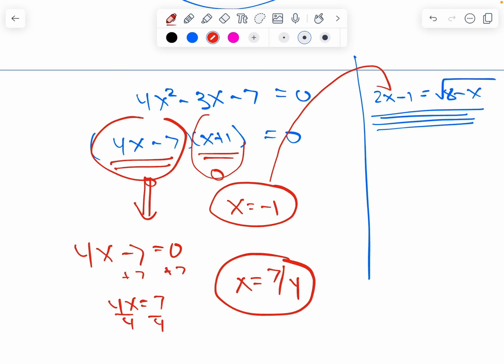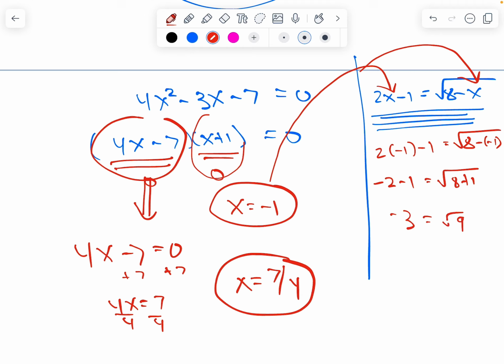Let's plug this one in because it seems the nicest. It seems like it should work, so let's test it out. So 2 times -1 minus 1 equals the square root of 8 minus -1. So that's going to be -2 minus 1. Over here we've got 8 plus 1. That's going to be -3. That's going to be 9. And we end up with this impossible statement, -3 is equal to 3. That's a little frustrating, but it means that this solution that we worked so hard for, we can rule out. This is extraneous.